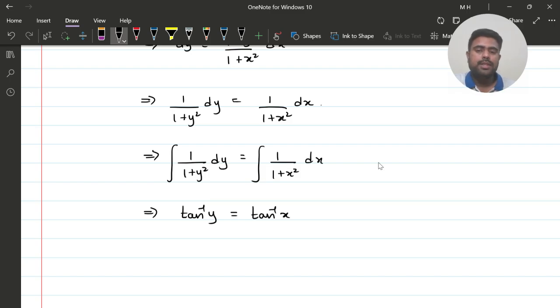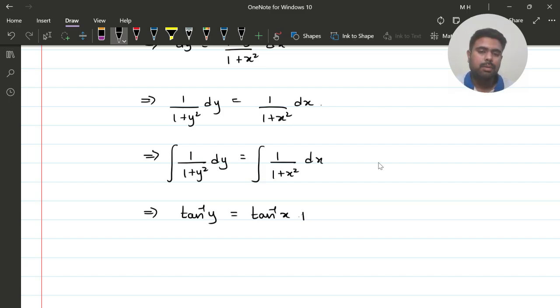Both the sides you have integrated, so you will get a constant here, let's say c1. You will get another constant here, let's say c2. If you bring C1 to this side, it will be C2 minus C1. So together I will call it as C. So whenever you integrate a variable separable differential equation, you don't have to write the arbitrary constants on both sides.